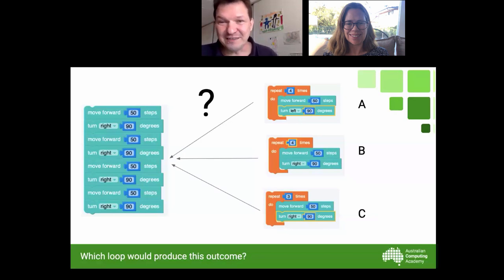So the correct answer is it's B. Again, it's not C because C is just repeating three times, B is repeating four times, and it's turning right, and that is what our code here on the left is doing.